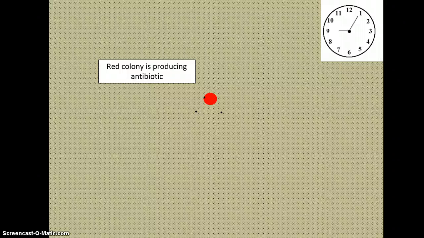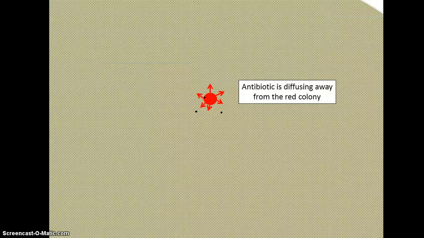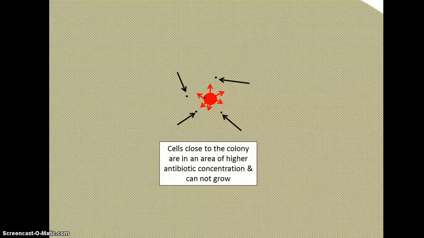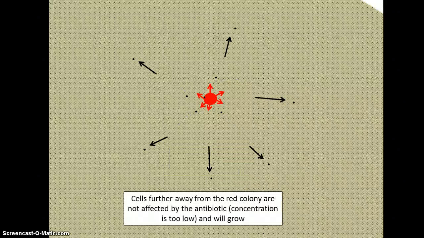Now this is where diffusion comes in. When you learned diffusion in 1151, you talked about diffusion in 1611 and 12. This is happening on this plate, right? Because where another bacterial cell is in relation to this giant antibiotic producing colony is going to dictate whether or not it can grow. If it's close enough to that antibiotic producing colony, it's not going to grow. Whereas if it's further out away from the colony, it's going to be able to grow.